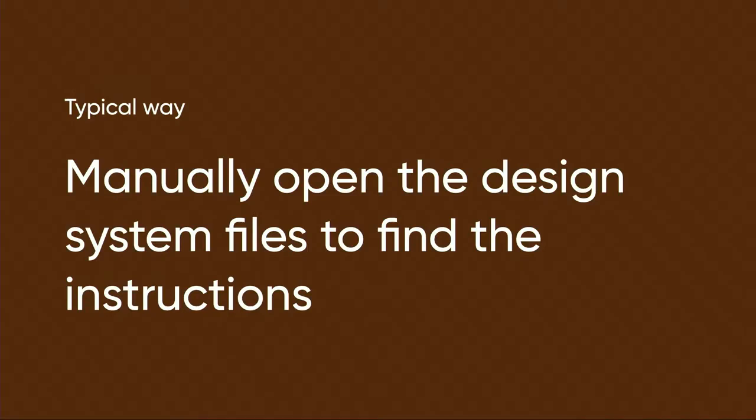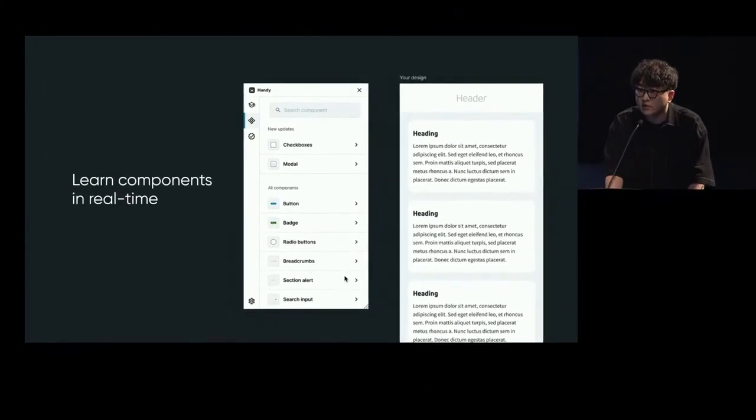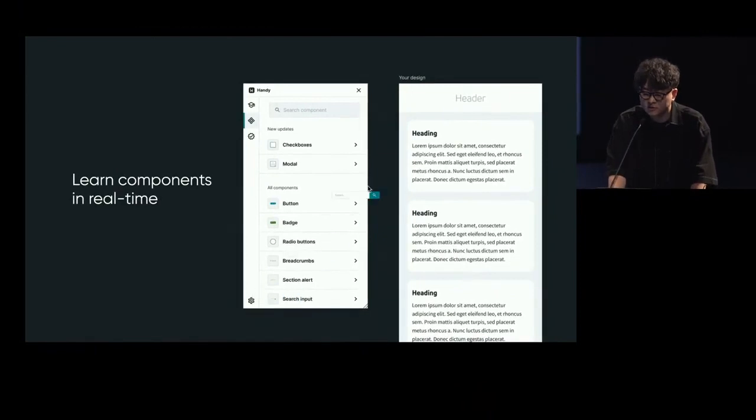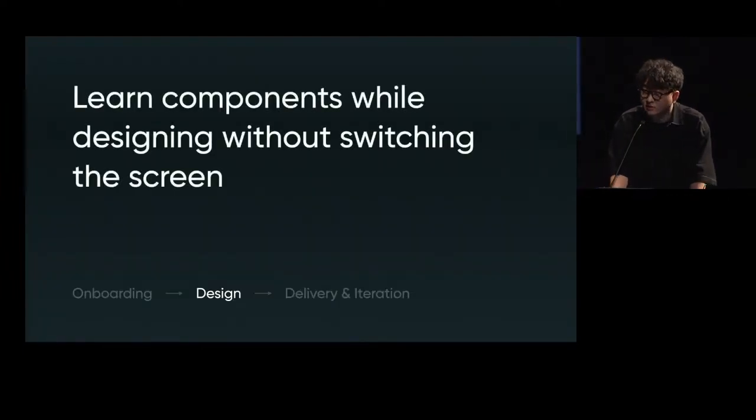Typically, when going through the design process, you would either manually open the design system file to find the instructions or reach out to the design system team for inquiries. Through Handy, you can drag and drop the component onto your design, and when you click on a component, you can see the usage guidelines, specs, and live code interactions in real time, all at a glance. This feature allows you to learn about components without having to switch screens. You can simultaneously check instructions and design on a single screen.